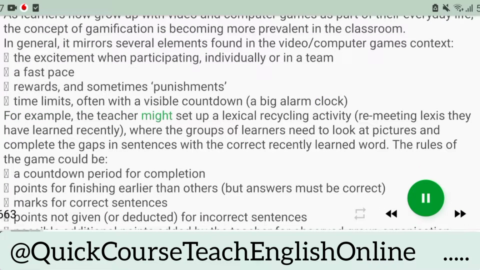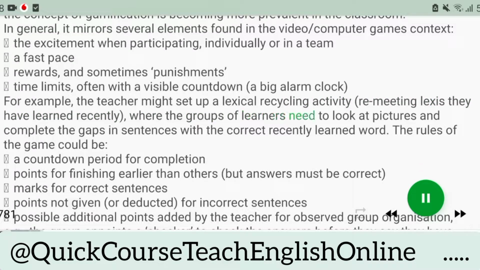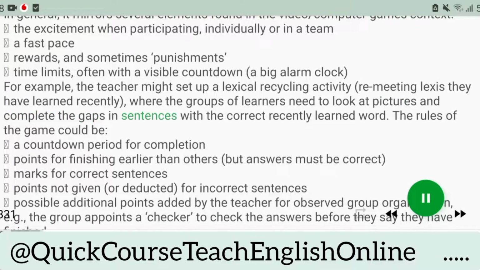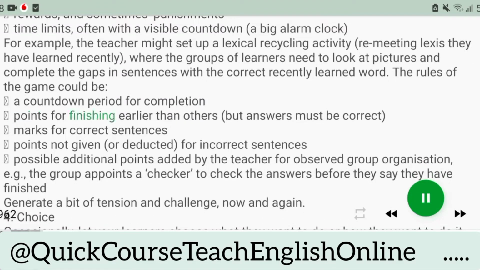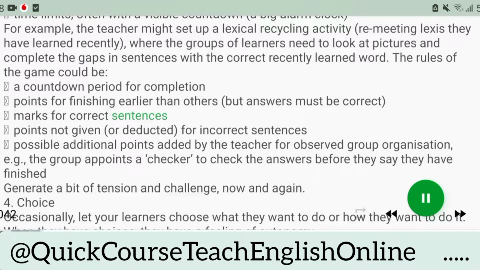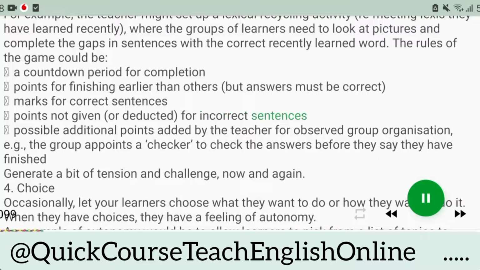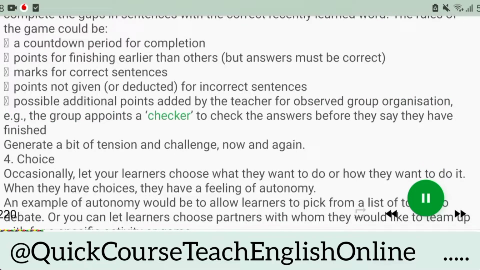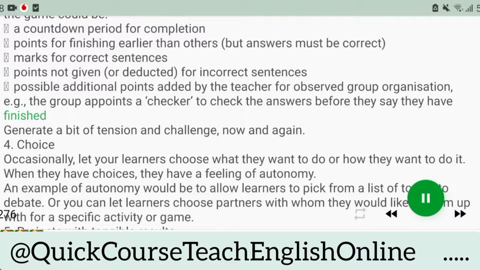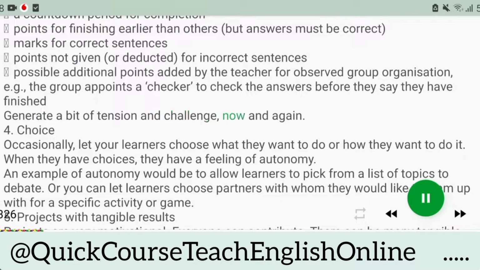For example, the teacher might set up a lexical recycling activity, re-meeting lexis they have learned recently, where the groups of learners need to look at pictures and complete the gaps in sentences with the correct recently learned word. The rules of the game could be a countdown period for completion, points for finishing earlier than others but answers must be correct, marks for correct sentences, points not given or deducted for incorrect sentences, possible additional points added by the teacher for observed group organization, e.g., the group appoints a checker to check the answers before they say they have finished. Generate a bit of tension and challenge, now and again.